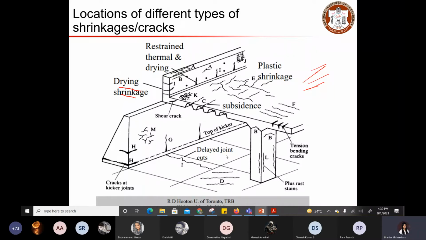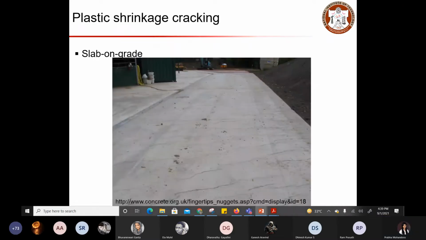And other cracks are due to the loading conditions, the tension bending cracks. So the main point to note here is the drying shrinkage locations, and then the plastic shrinkage which could occur when a large surface area is exposed, and then the parapet walls which have this restraint from the environment for thermal and drying. So these are some photos that you can see which have shrinkage issues like this. You can see the cracks developed on the slab on grade.